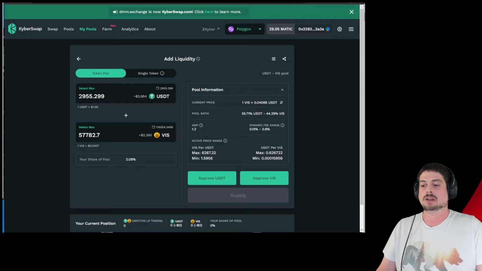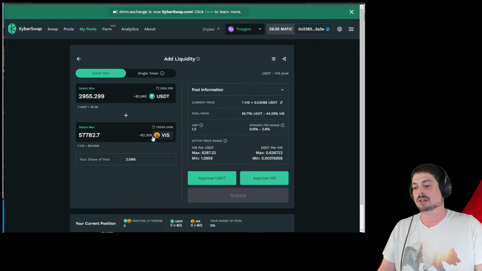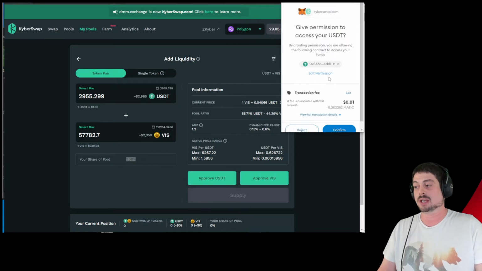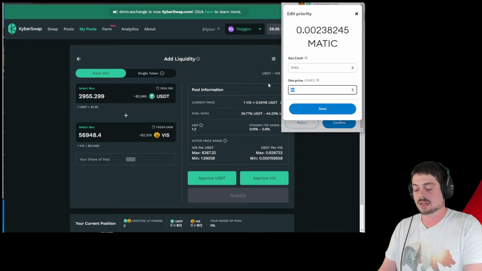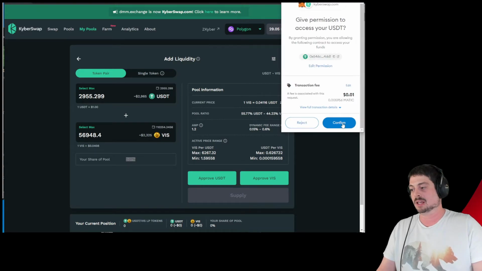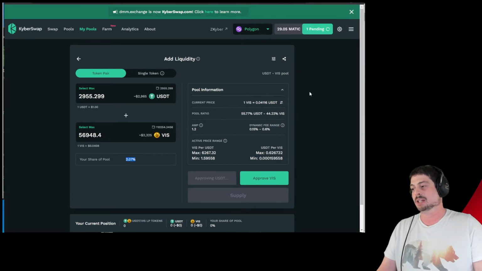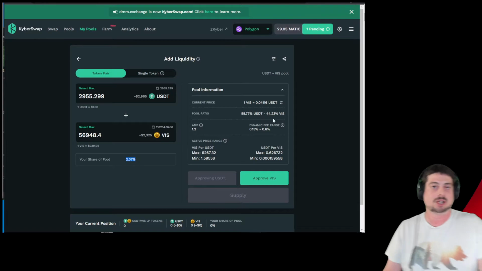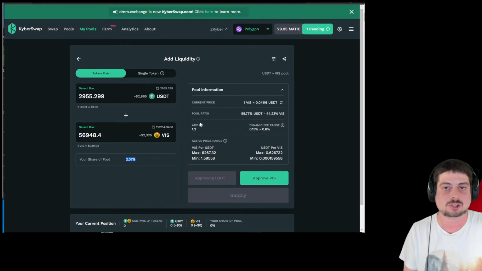We're putting in $2,955 in USDT, 57,782 Viz, which roughly equals $2,359 at current time. Our share of the pool will be 2%. We're going to own 2% of this liquidity pool because we're degenerates and we found this trade and we're hoping we're one of the first in here and collect the fees. Obviously that might change because we're also nice degenerates and we share this information with the world.